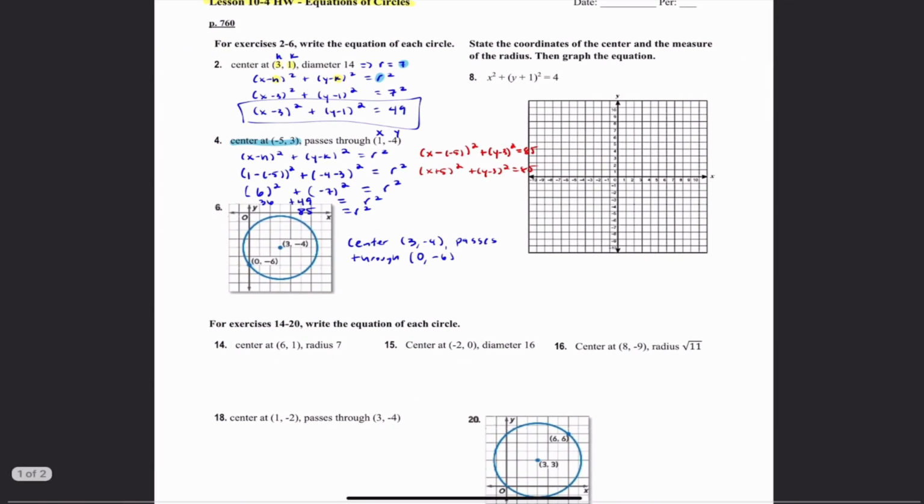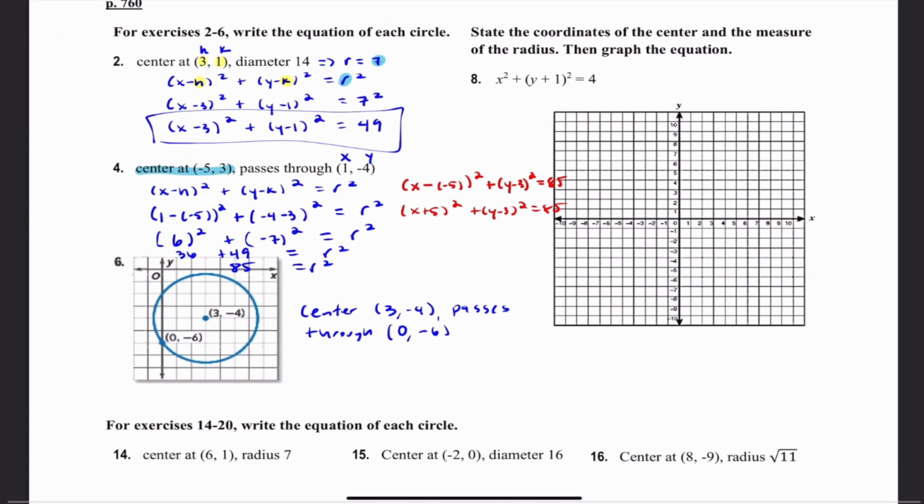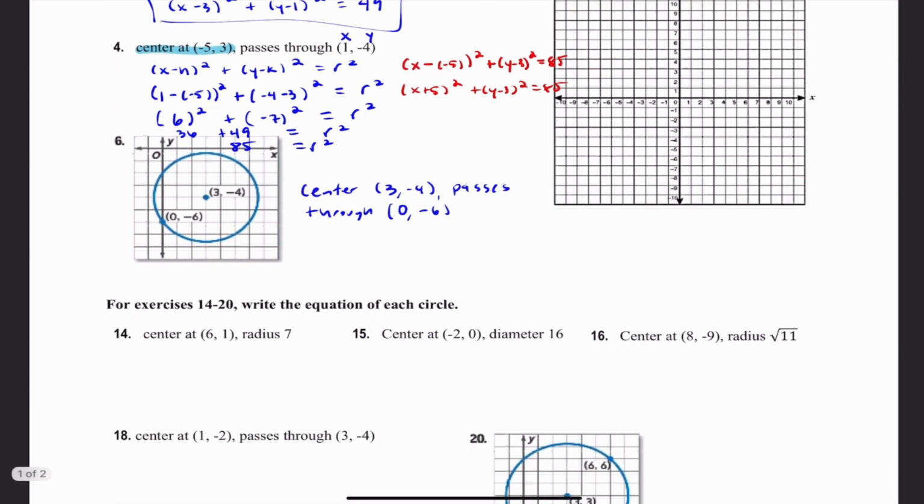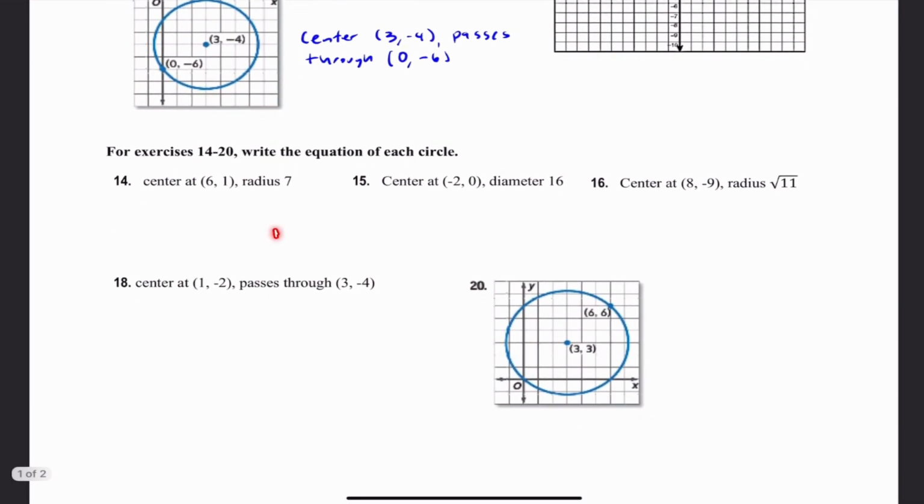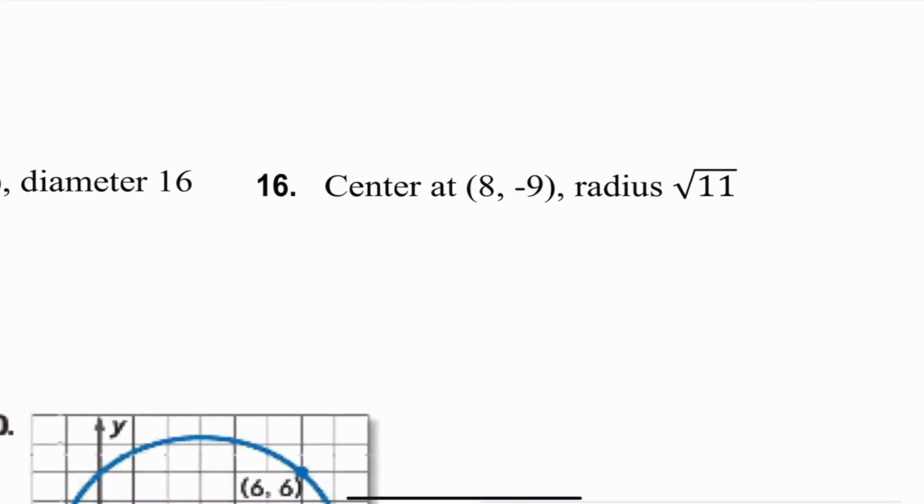Okay? Number 8. Okay, so all you have to do is just identify what the center here is and what the radius is, and then go ahead and just draw the figure. Okay, 14, 15. Okay, let's look at 16 together.